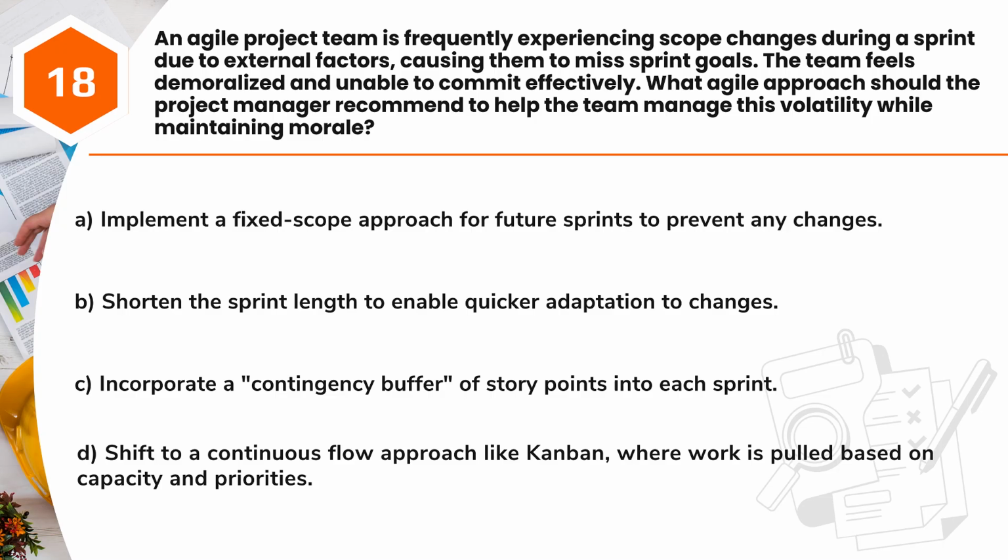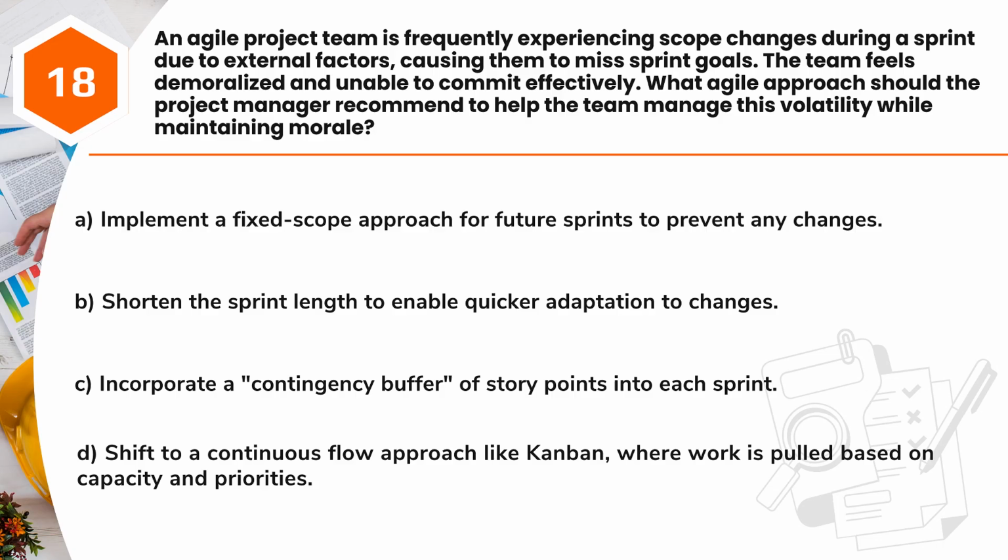Question 18. An Agile project team is frequently experiencing scope changes during a sprint due to external factors, causing them to miss sprint goals. The team feels demoralized and unable to commit effectively. What Agile approach should the project manager recommend to help the team manage this volatility while maintaining morale?